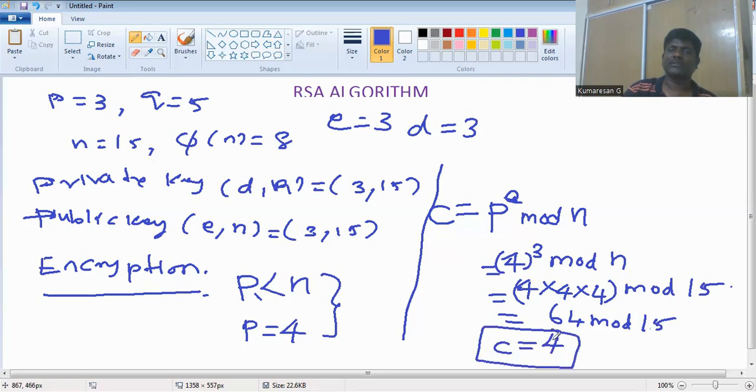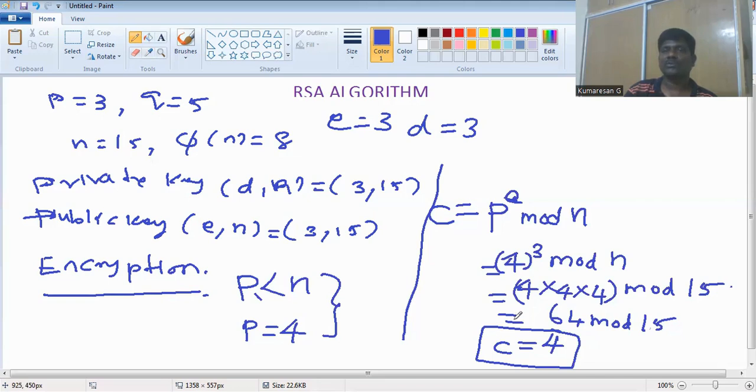Are you clear? Whenever we want to encrypt the message, we need the public key. With the help of that public key, we are encrypting the message. Here E represents the public key, and we consider the plain text as P. P must be less than N. So P is equal to 4. So 4 power 3 mod N means we multiply 4 three times: 4 into 4 is 16, 16 into 4 is 64, mod 15. 4 into 15 is 60, so the remainder is 4. So the ciphertext is 4.